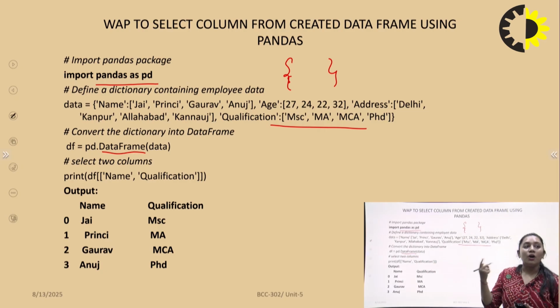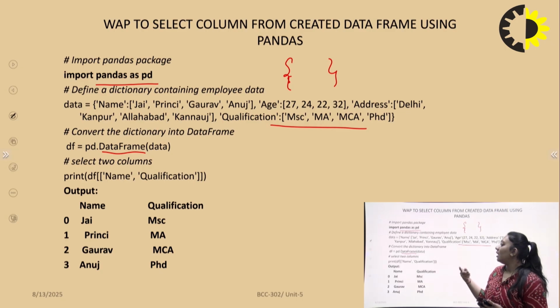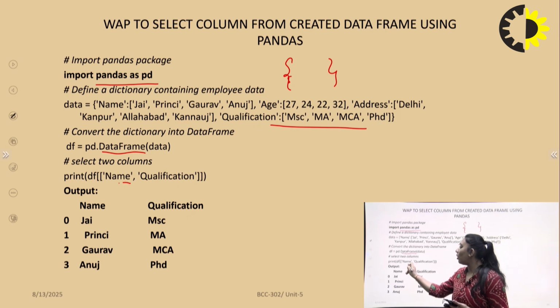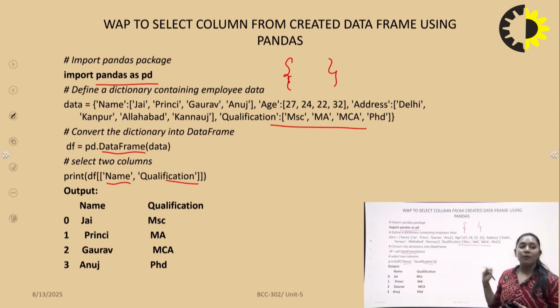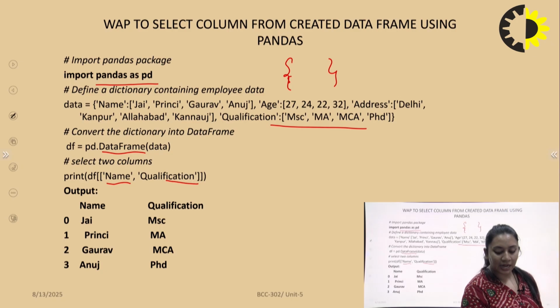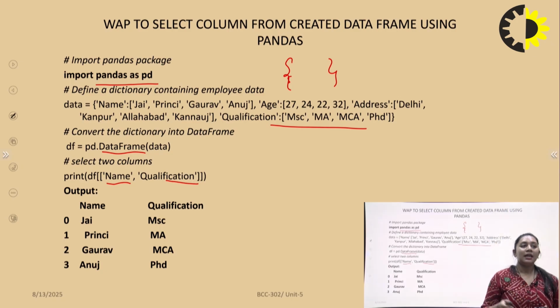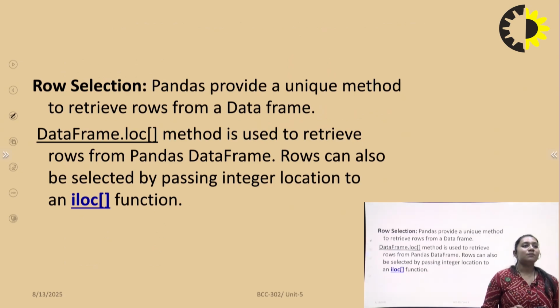How you can call the data: if you want to select the two columns, all you need to write is the column name. With the help of the column name, you can extract the data that was present in that Excel sheet or the CSV file, right? Row selection: pandas provides a unique method to retrieve the data.